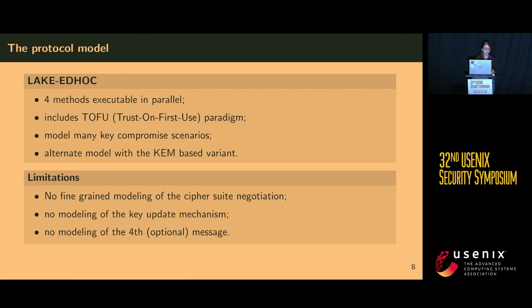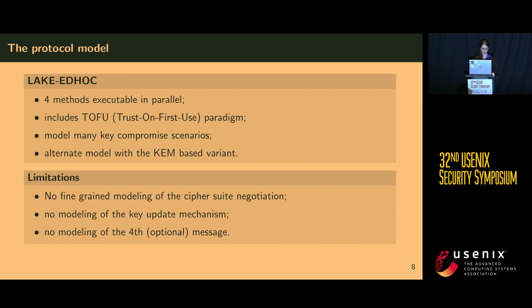Now, what did we put in our model? The first thing we consider is that we put the 4 methods that are supported by the protocol, and they are executable in parallel, which means that we can have an infinite number of initiators and responders. So one individual can play both of the roles, and they can choose to authenticate using any of the 4 methods. We also include a trust on first use paradigm, and we modeled many key compromise scenarios because we want the results we give to be as reliable as we can. We also added the alternate model with the KEM-based variant for more completeness.